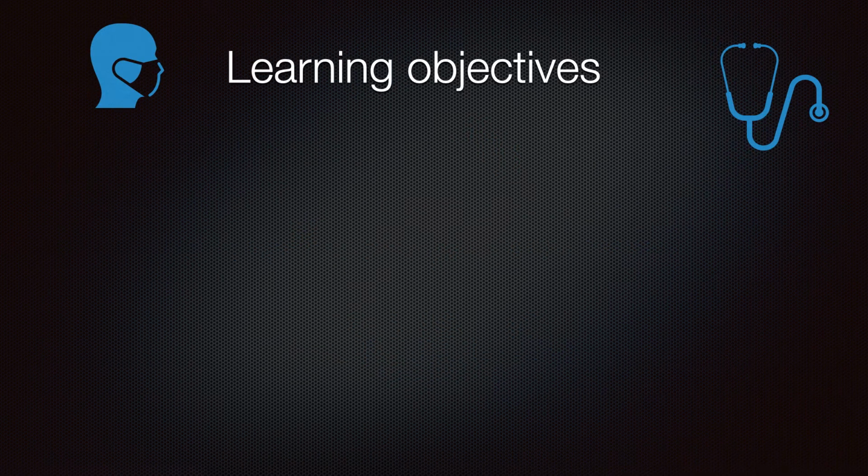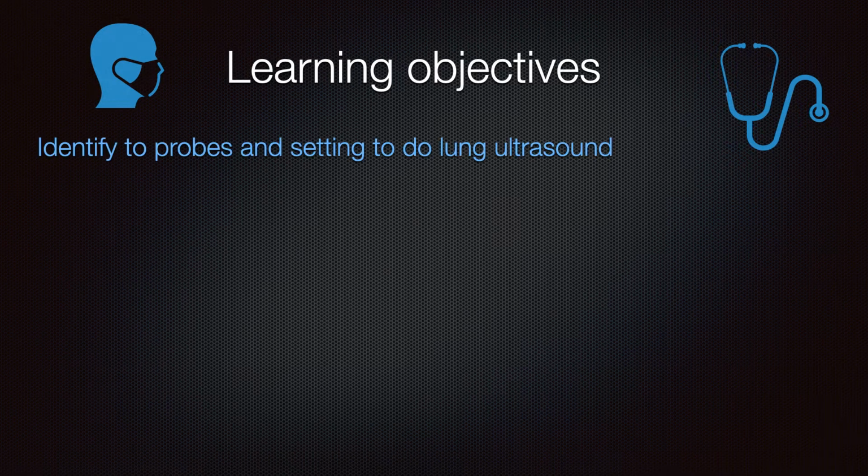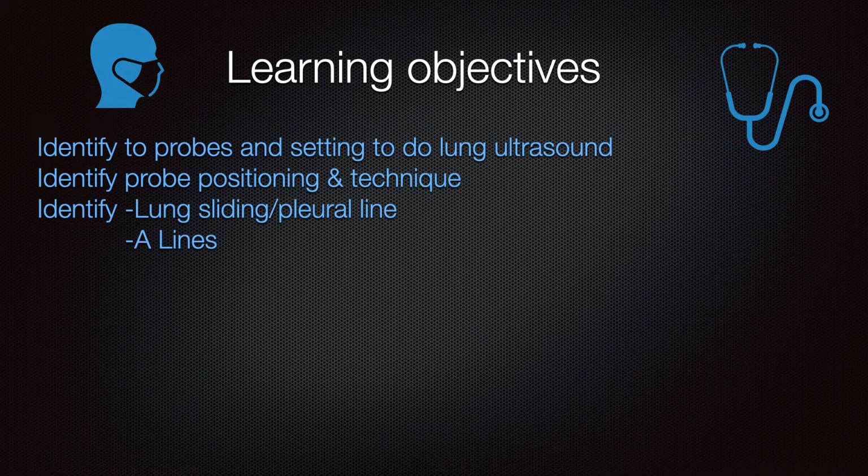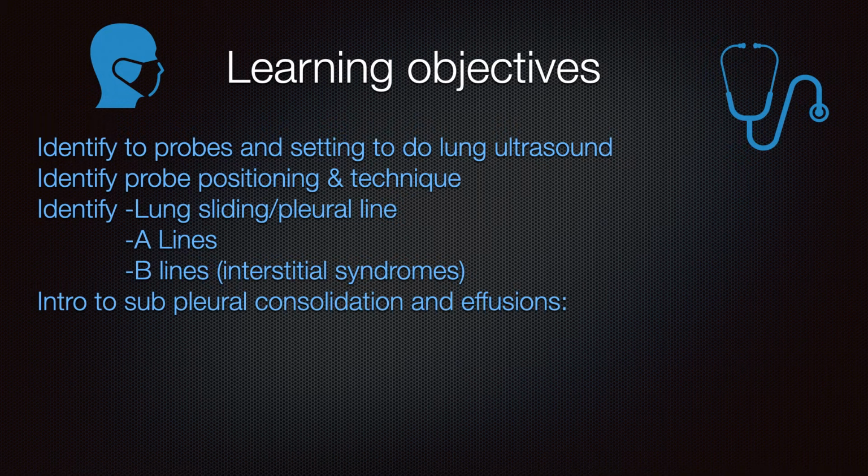So just to start with the learning objectives, we're going to try to identify the probes that you want to use when you're doing lung ultrasound. Also identify the probe positioning and proper technique at scanning for the lungs. Then we're going to talk about identifying the pleural line and lung sliding, identifying A lines, identifying B lines that are consistent with interstitial syndromes, and then just a quick intro into subpleural consolidations and effusions. That, again, will mostly be covered in module number 2.